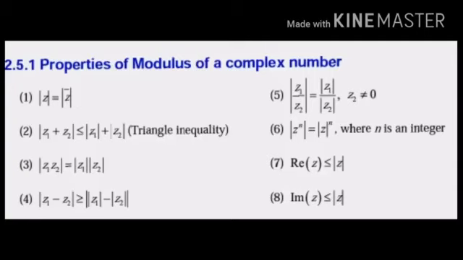Using these, we are going to first prove the triangle inequality, then we are going to do the sums. Totally we are having 8 properties. Among them, the second and fourth ones are very important, and they will be used in our sums, that is in exercise 2.5. Just first go through these properties, then we'll start with the sums.